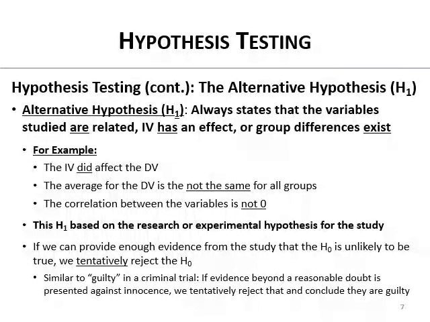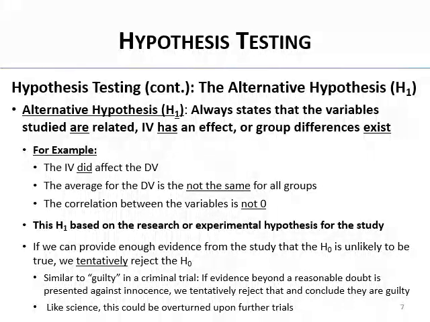So again, this is similar to a guilty verdict in a trial. If evidence beyond a reasonable doubt is presented against innocence, we tentatively reject that innocence and we conclude that they are guilty. But like science, where we do multiple studies and change our minds, and you should eat eggs, don't eat eggs, take aspirin, don't take aspirin for heart attacks, right? They do this all the time. Upon further trials, you can overturn results.